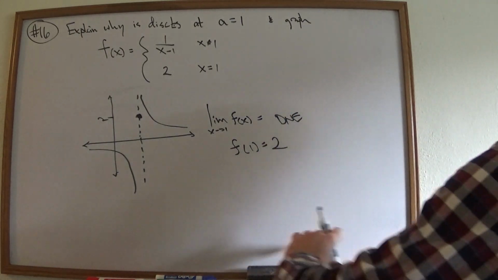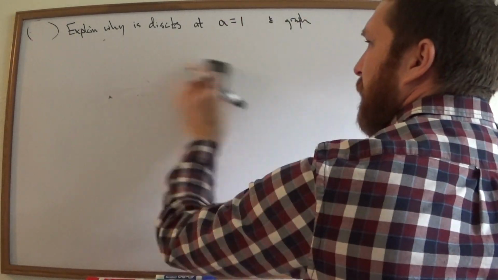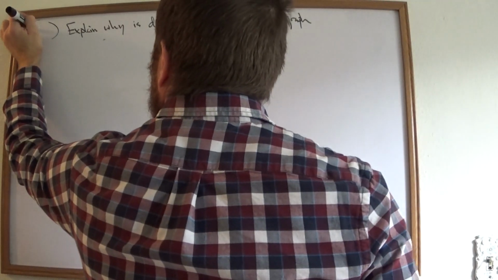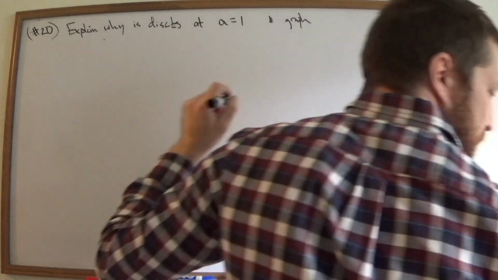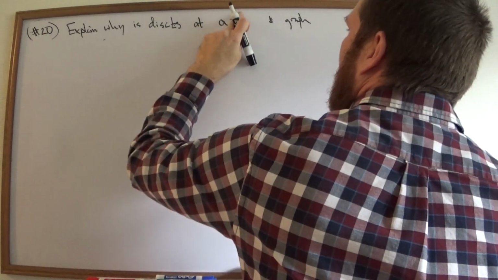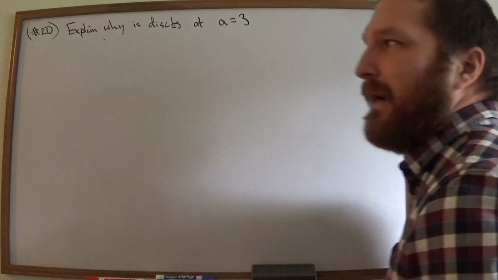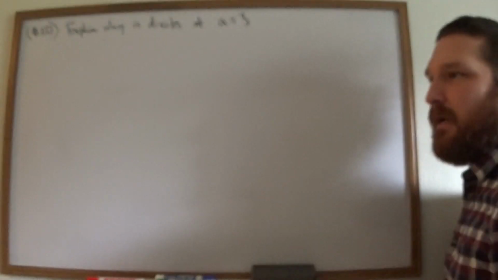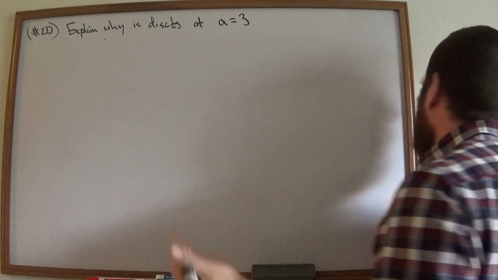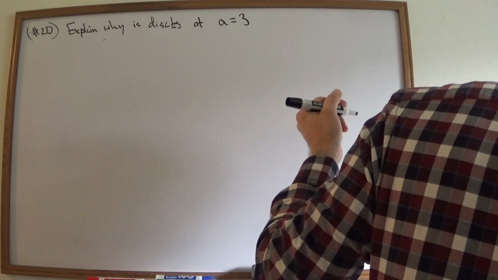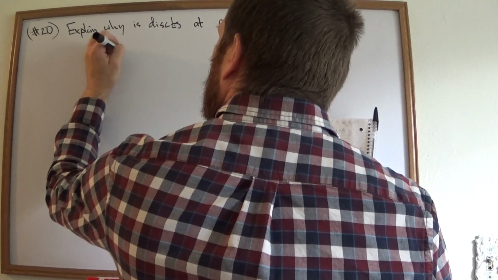Okay. Same kind of question here, number 20. Explain why the function is discontinuous at a equals 3, and we're not going to graph this one, because the last one helped. The reason I graphed the last one was because it helps me. It's easy to see once you graph it. This one just looks harder to graph, so I'm not going to bother. But there will be some work to do.